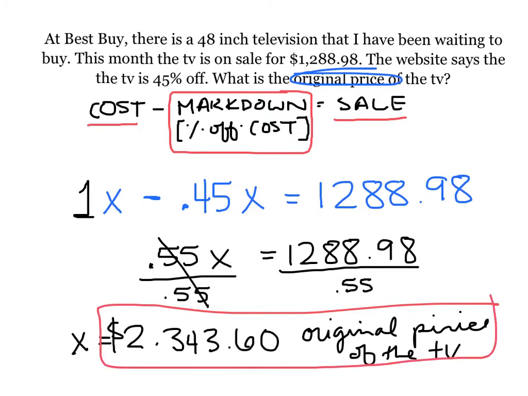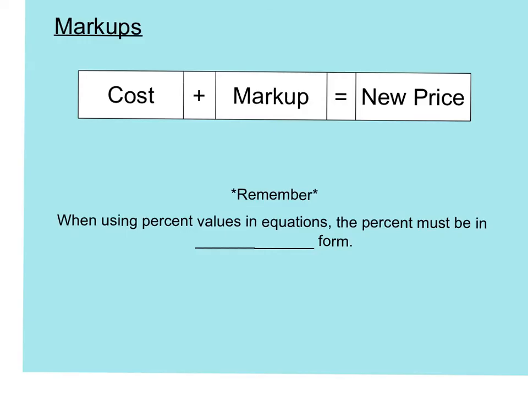And there we go. The last few slides have been dealing with markdown, so when something is on sale. From here on out, we're going to be dealing with markups. So when we are increasing prices, something you see this a lot with is gas prices. You buy gas one day, the next day it increased. And using math, we can find the percentage of the increase.